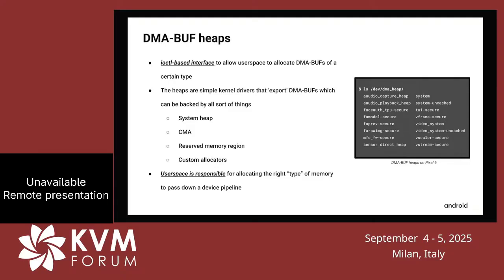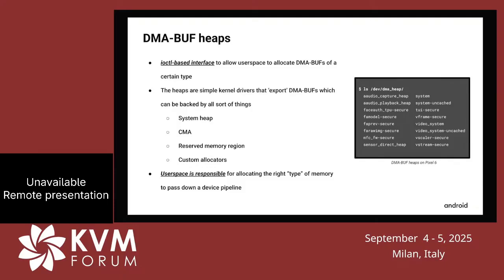One of the weird things I would say about this API, but that's actually quite interesting, is that user space is responsible for allocating the right type of memory to pass down a device pipeline. The reasoning behind this is that very often when you have three or four devices that need to access a buffer in a pipeline, one of them may have a weird constraint. It's extremely common in mobile to have something like that. And it's actually really difficult in the kernel to know about this pipeline ahead of time.